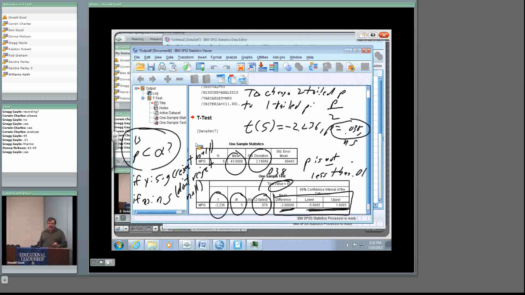If I set my alpha level at 0.05, I'm willing for there to be a 5% chance I'm wrong. But 5% is too much, we decide on this one. I want to make sure there's a less than 1% chance of being wrong. So this is a much more conservative way to look at this.